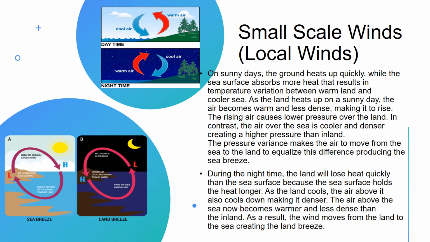Small-scale winds or local winds: on sunny days, the ground heats up quickly while the sea surface absorbs more heat, that results in temperature variation between warm land and cooler sea. As the land heats up on the sunny day, the air becomes warm and less dense, making it rise. The rising air causes lower pressure over the land, and in contrast, the air over the sea is cooler and denser, creating a higher pressure than inland. The pressure variance makes the air move from the sea to the land to equalize this difference, producing the sea breeze.